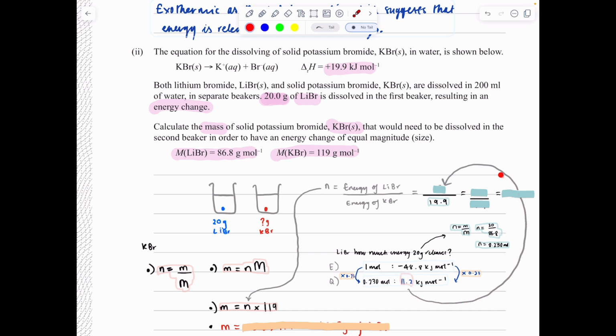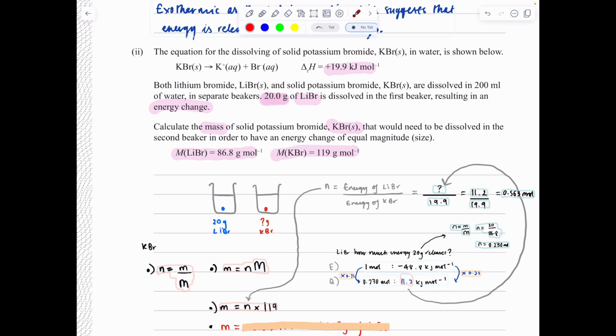So now, finally, we can plug it into this equation here to find out the moles of KBr to then find out the mass. So there's a lot going on. So we just worked out that 11.2 kilojoules is the energy released by lithium bromide, 20 grams of it. And that divided by 19.9, which was the energy of the KBr given to us in the reaction, is going to be 0.563 moles. So this essentially is what we're able to plug in over here, and then we can work out the mass.